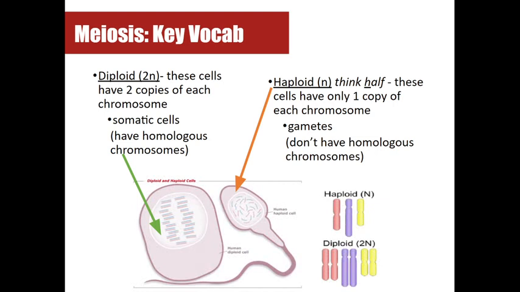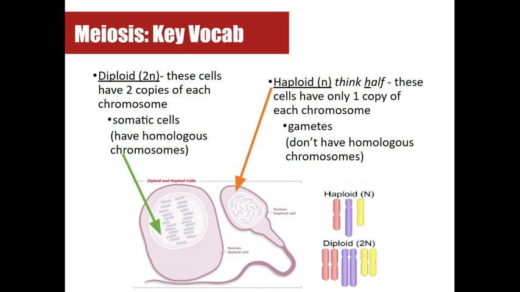Now, we have what we call a diploid, which is considered 2N in our genetics math. So these cells will have two copies of each chromosome. So that's where our 2 comes from. And they are considered somatic cells. So those are your body cells, and they have homologous chromosomes.